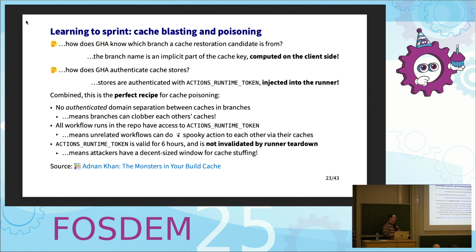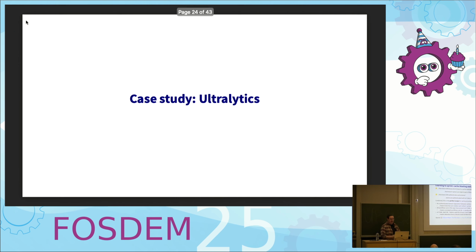And all workflows in the repo that run with the repo's permissions have that Actions runtime token, which means that even a very weak workflow, one that has empty permissions, still has that cache token. And it's valid for 6 hours, which means it's not invalidated by run teardown, which means you have 6 hours to effect your cache poisoning attack.